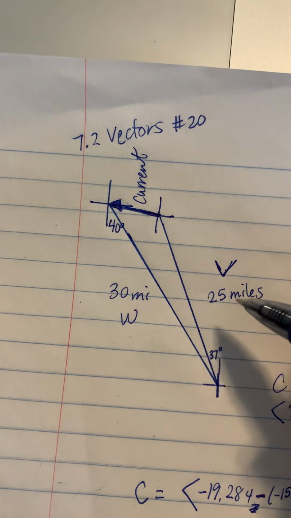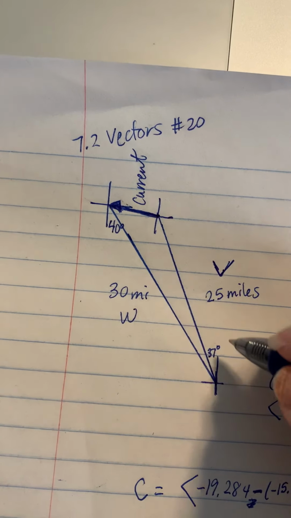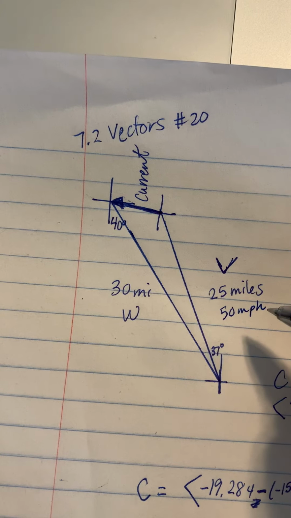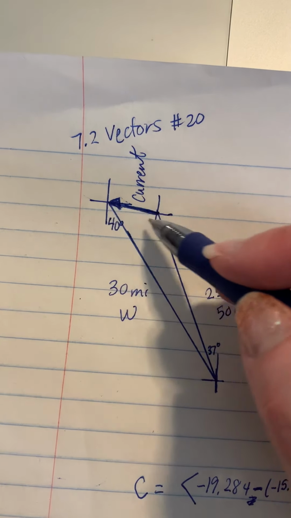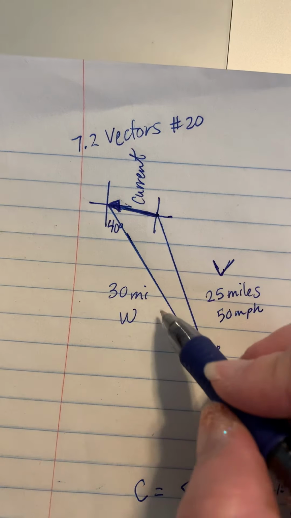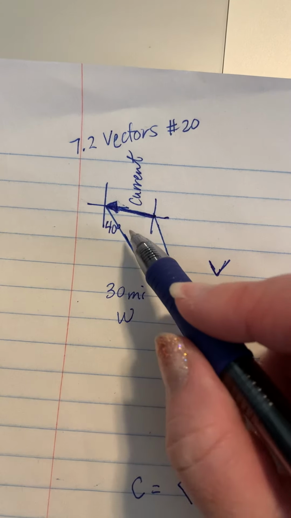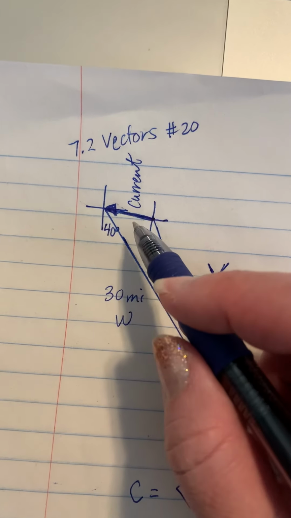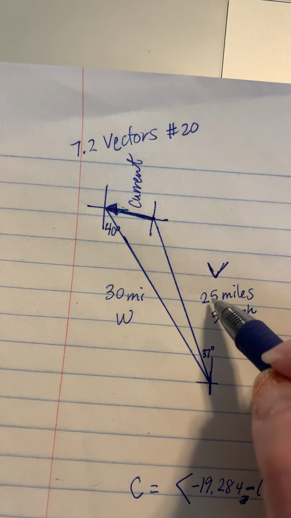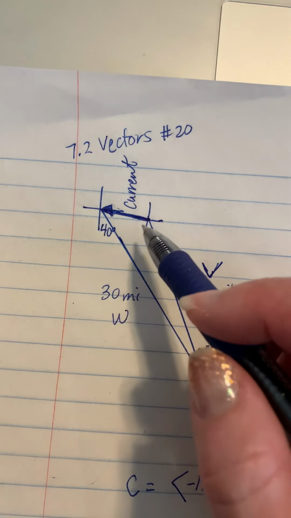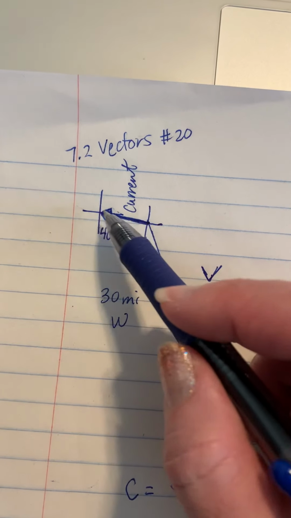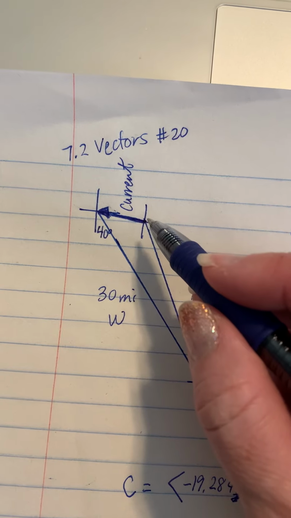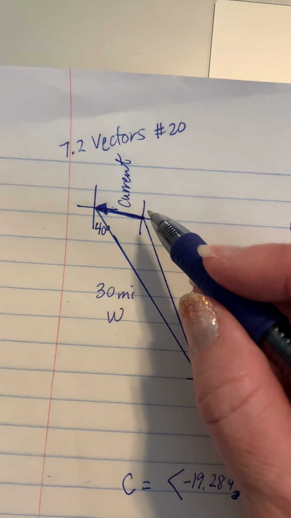Keep in mind that on my picture, all I've got is miles rather than miles per hour. So if we consider that was 50 miles per hour, we're going to have to remember that when we find the speed of the current. If this is 30 miles and we want everything in terms of a half hour, then that would mean 60 miles per hour. So if we use the 25 and the 30 in our calculations, we need to double the number we get to account for it being only a half hour, so that we've changed it to miles per hour instead of per half hour.